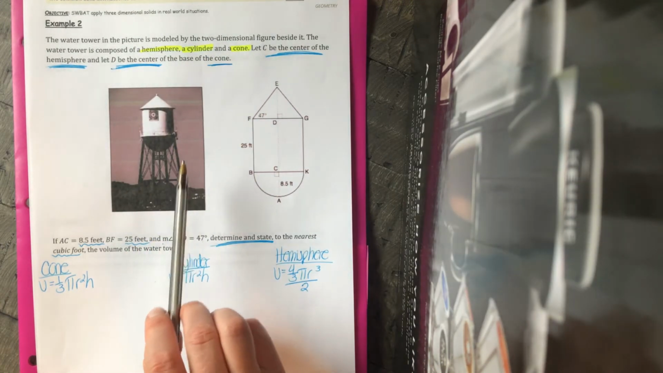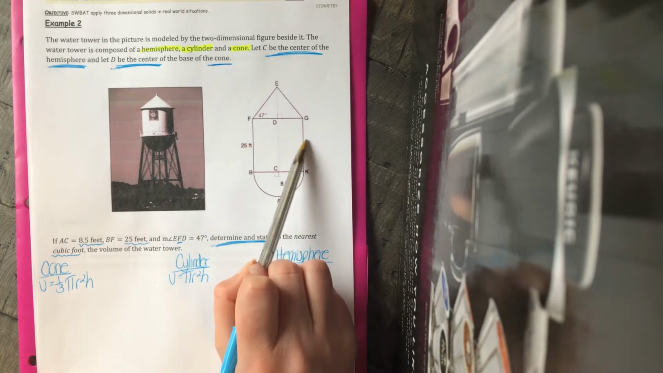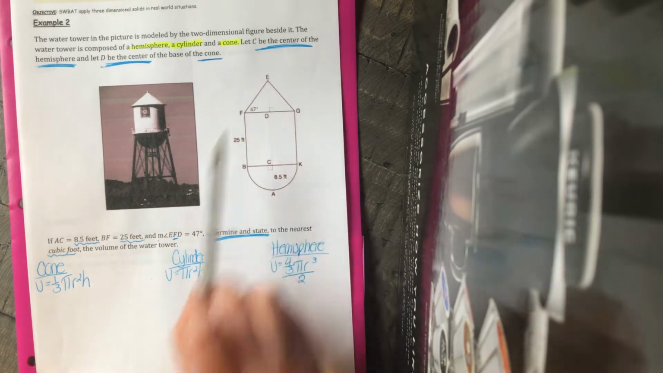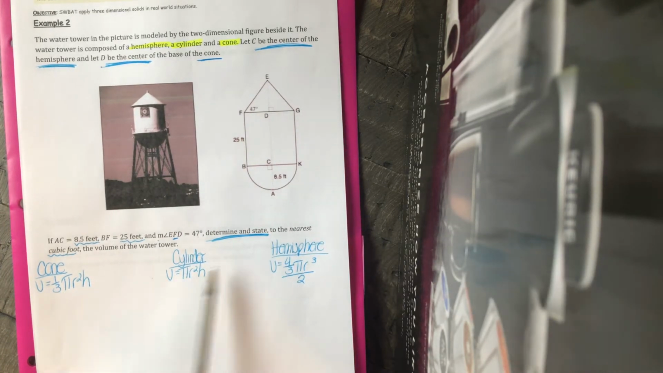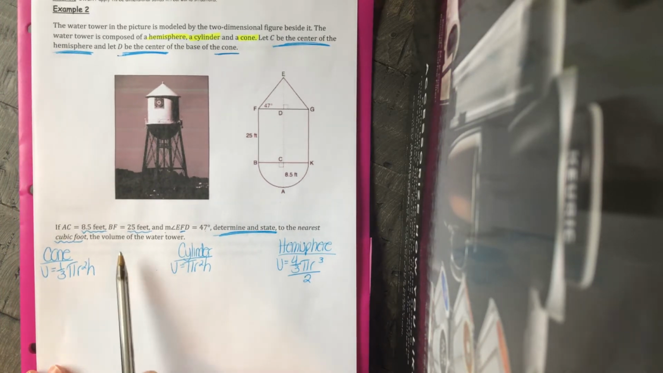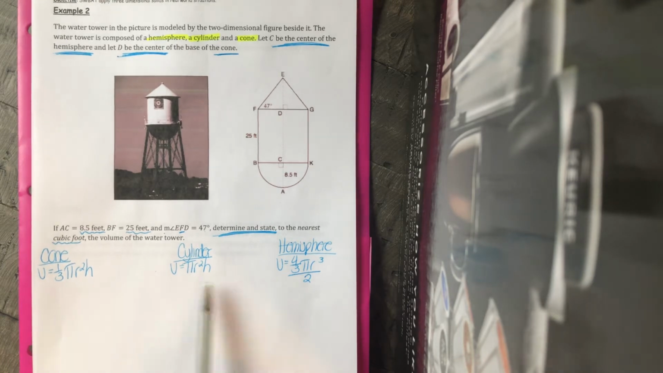I know that there's going to be a hemisphere, which is down below. I know that there's a cylinder, which is in the middle, and I know there's a cone, which is up top. So since I'm going to find the volume of all 3, and then add them together at the end, because I want the volume of the whole shape, I just went ahead and wrote what those formulas were to start us off here.